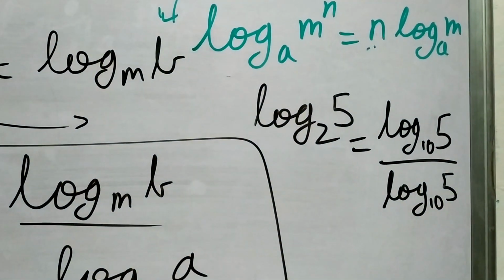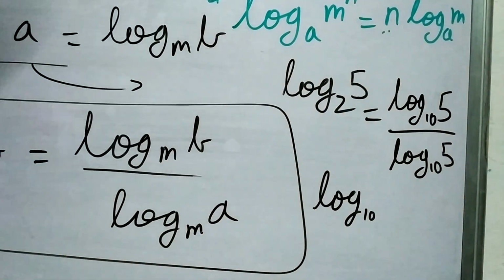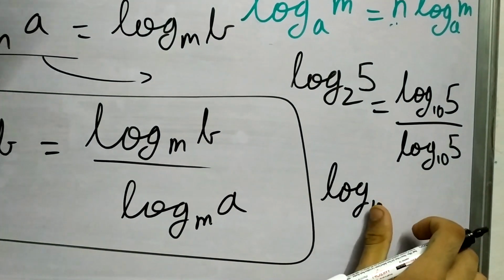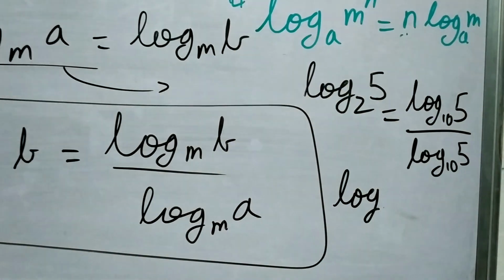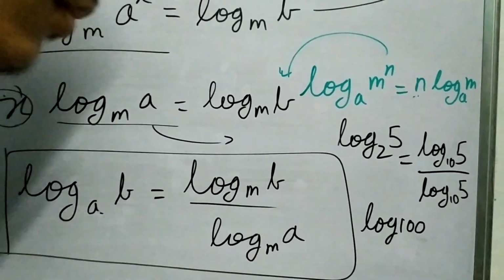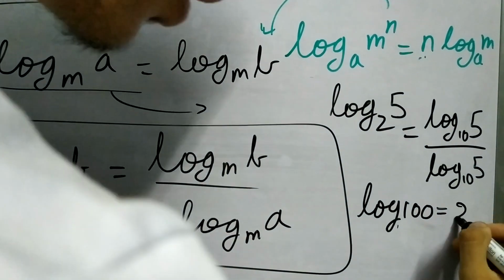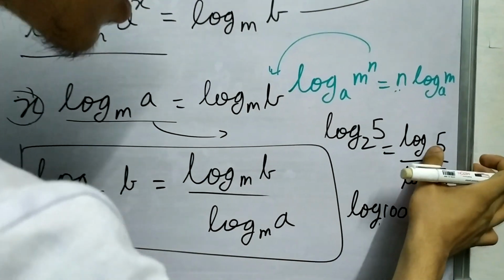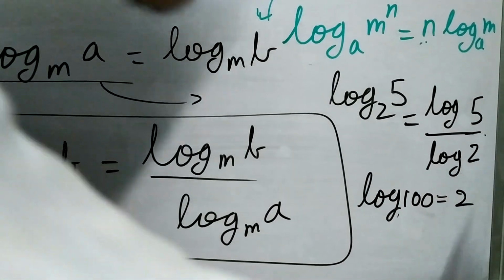Now the convention that we choose is that if your log has a base of 10, we can simply ignore the 10 and write log. So if I ask you what is log 100, you should know that we are talking about base 10, so this will be 2. The calculators may not show this 10, it will just be log 5 by log 2.